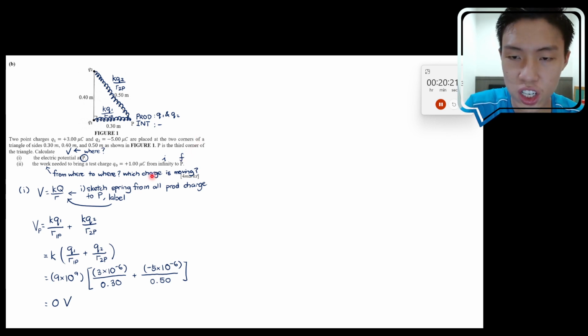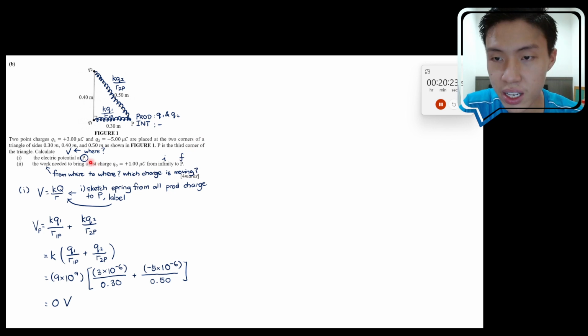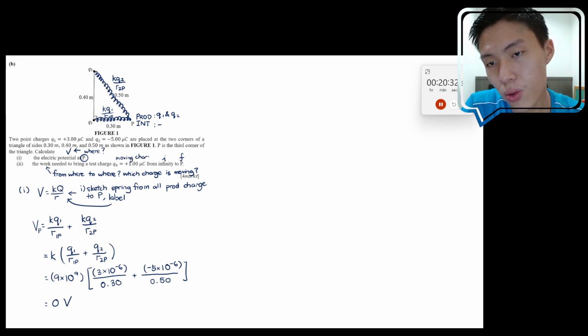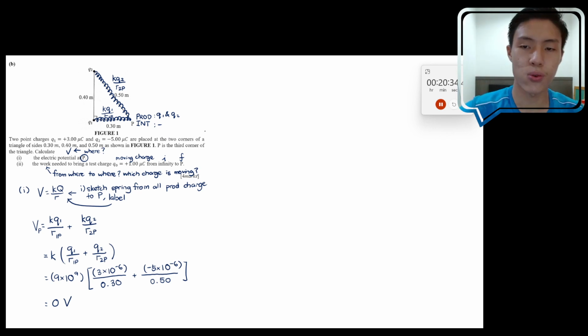Second question, which charge is moving? To bring a test charge from infinity to P, this is the moving charge. Once we are clear with this, then we can proceed to solve the question.